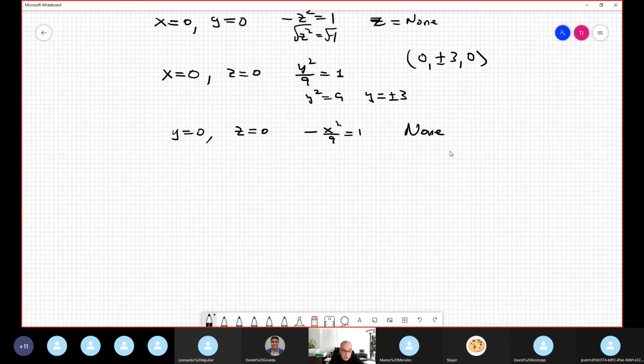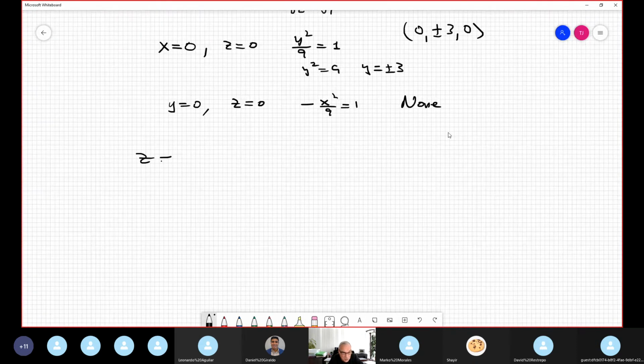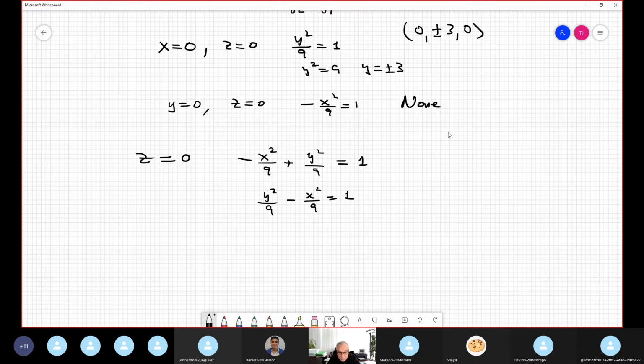As usual, we start with z equals 0. That is not important. z is 0 in the original equation. My equation is minus x squared over 9 plus y squared over 9 equals 1. I copy it in the elegant way: y squared over 9 minus x squared over 9 equals 1. It's a hyperbola, where a and b are both 3. It's a coincidence, but it's not important.